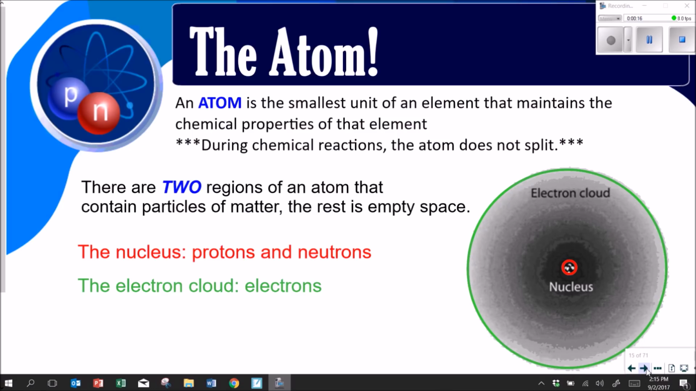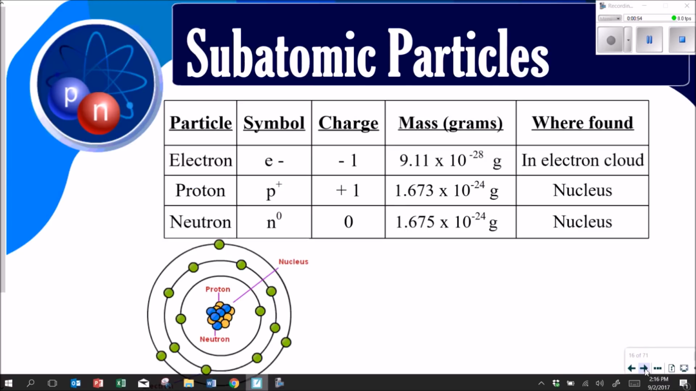An atom is the smallest unit of an element that maintains the chemical properties of that element. During chemical reactions, the atom does not split. There are two regions of an atom that contain particles of matter. The rest is empty space. This table summarizes the properties of the three subatomic particles.